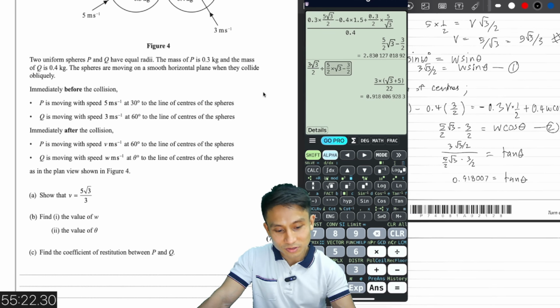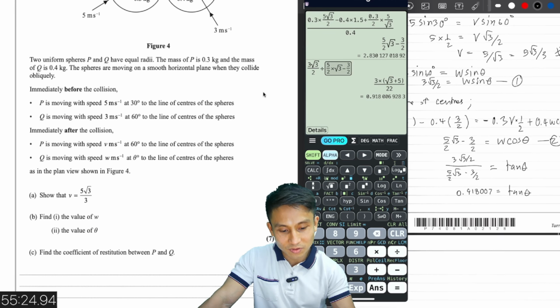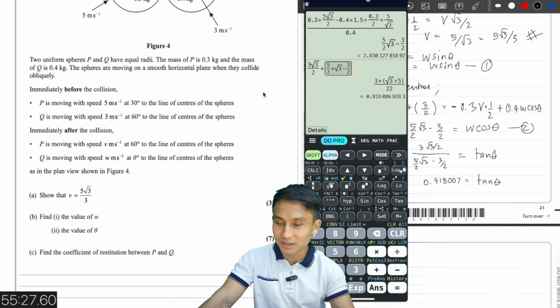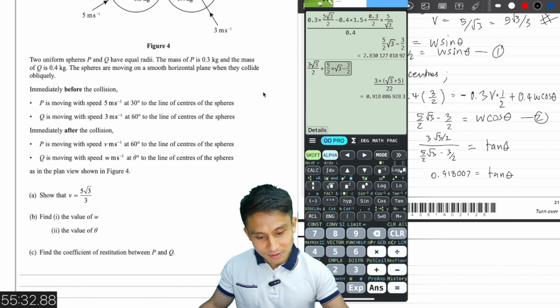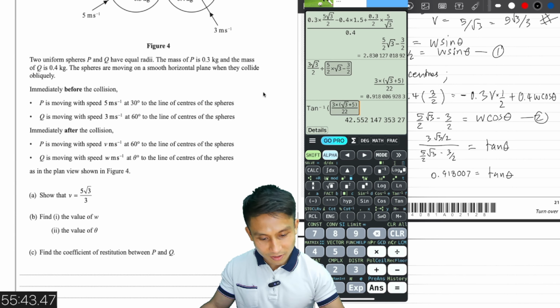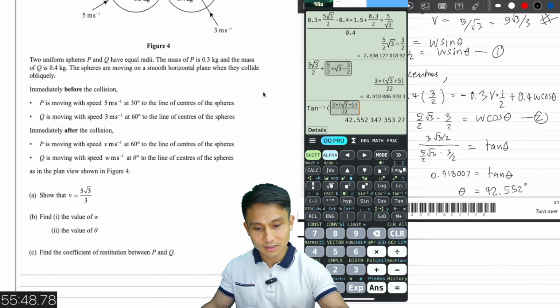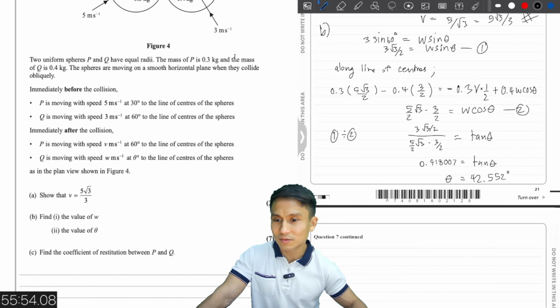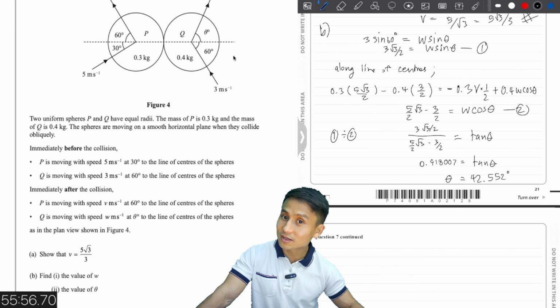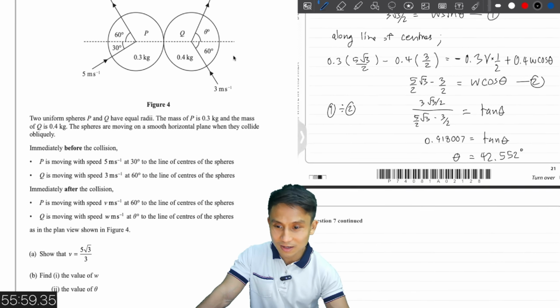I don't think it can simplify that much, so let's make it decimal numbers. So theta is then arctan of that, and it's already in degrees. Theta is 42.552 degrees. Does it make sense for theta and W? It should be less than, yeah, okay, I'm convinced.